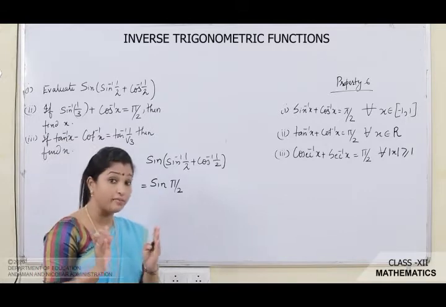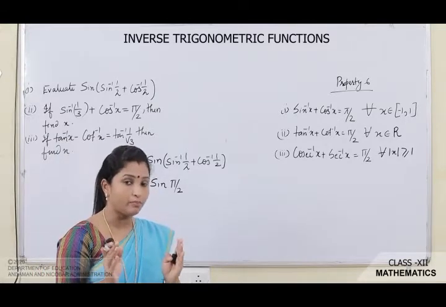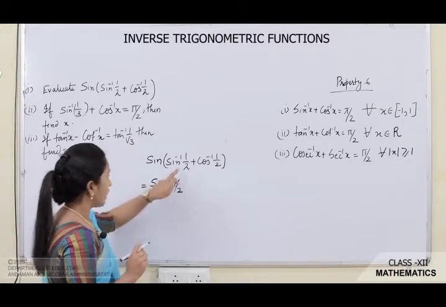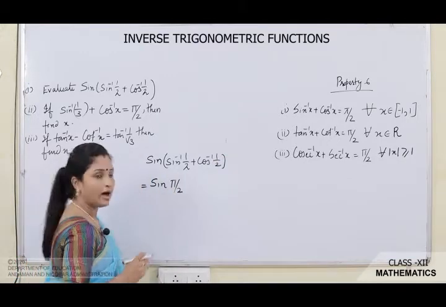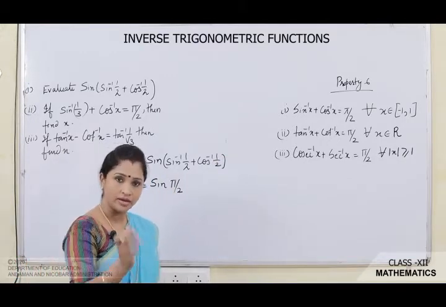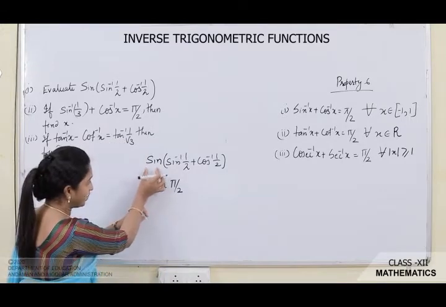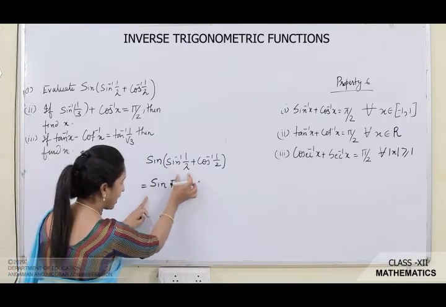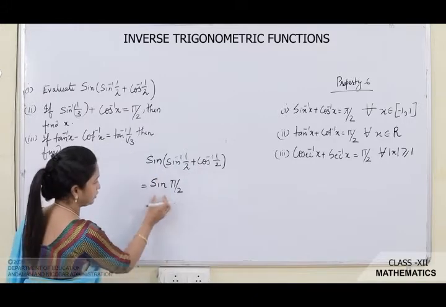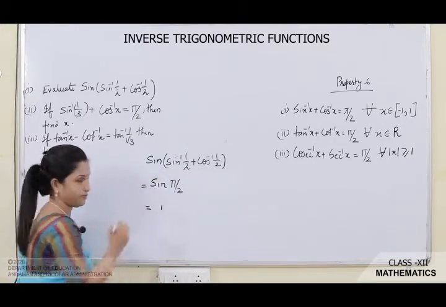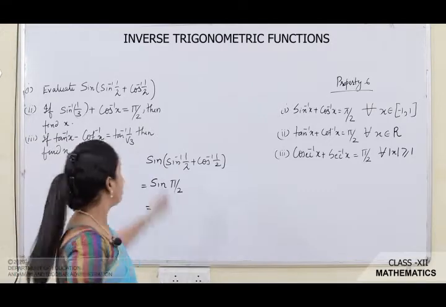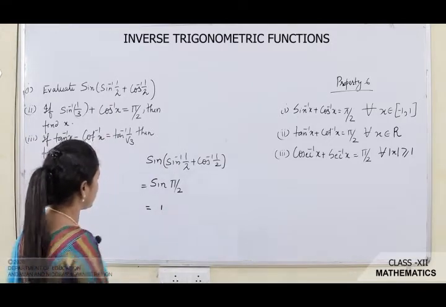The condition is very important. The condition is very important, you have to pay attention to it. Okay, so here you will see that x belongs to minus 1 to 1. Here also half lies between minus 1 and plus 1. So you can write down sin inverse half plus cos inverse half is equal to sin pi by 2, and what is the value of sin pi by 2? That is 1. So you got the answer for the first question. So this is the way you have to solve.